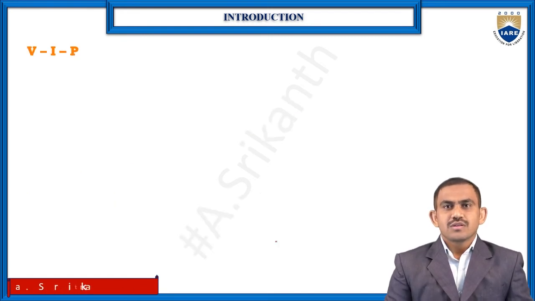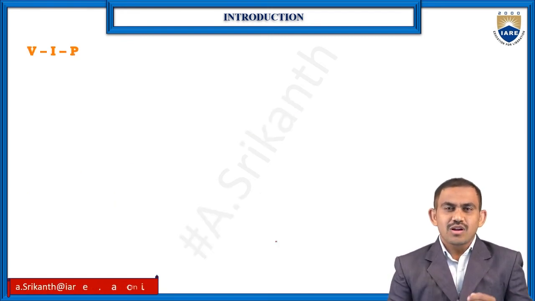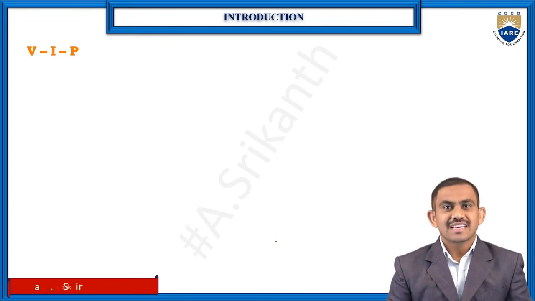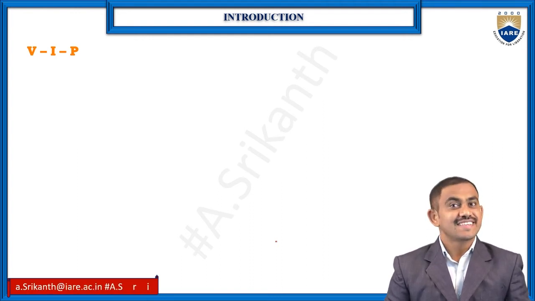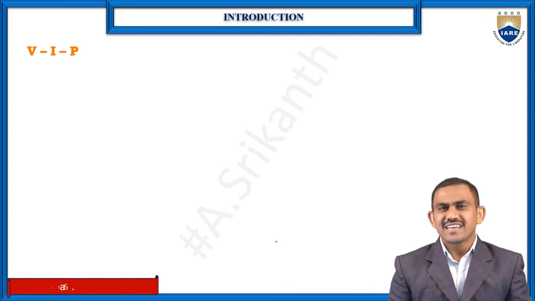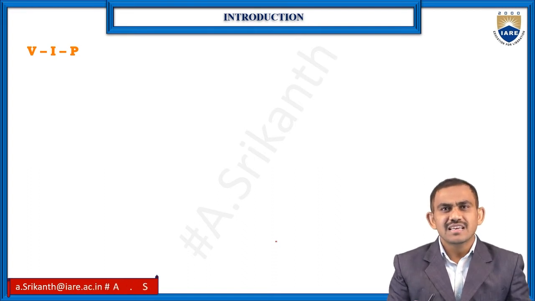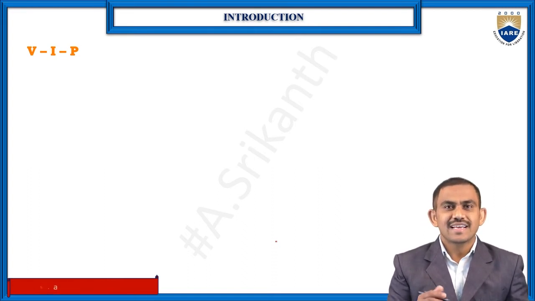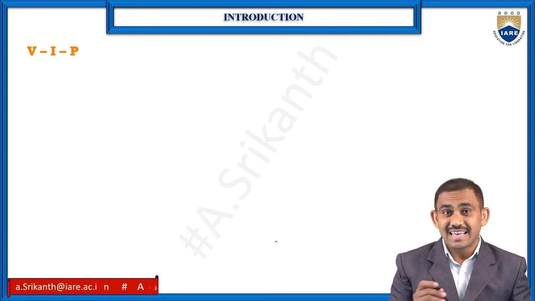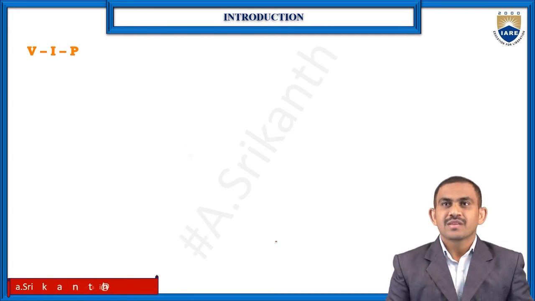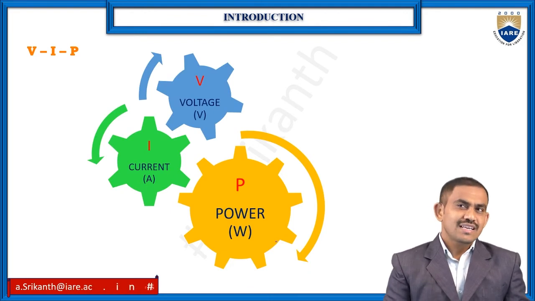Now, in that introduction, I want to give some small information about VIP: voltage, current, and power. VIP means not very important person, but in electrical we can say voltage, current, and power. Voltage is represented with V, power with P, and current with I. So VIP is nothing but current, voltage, and power.